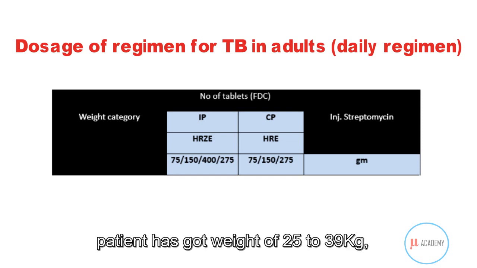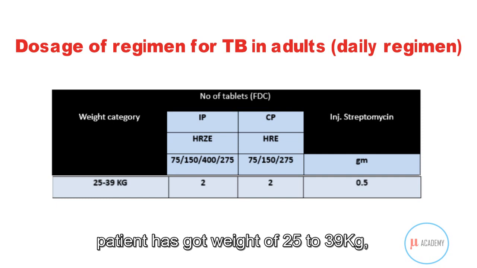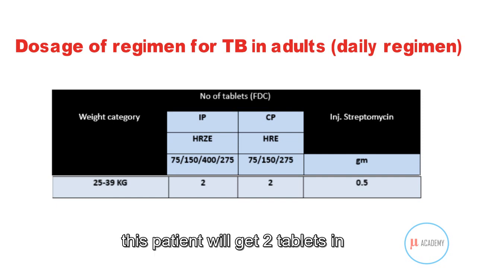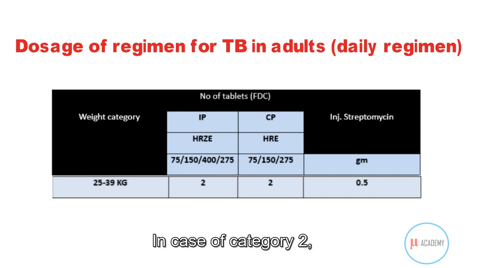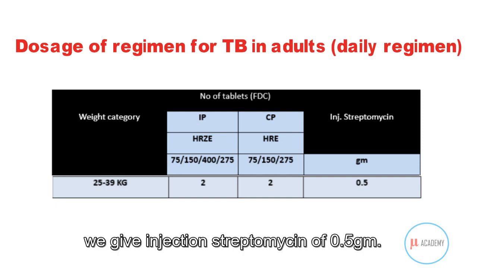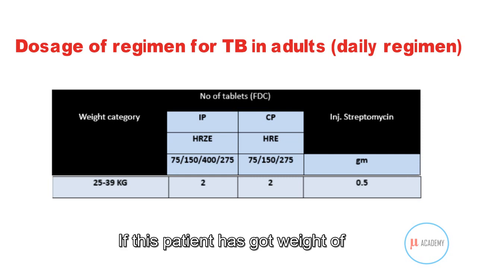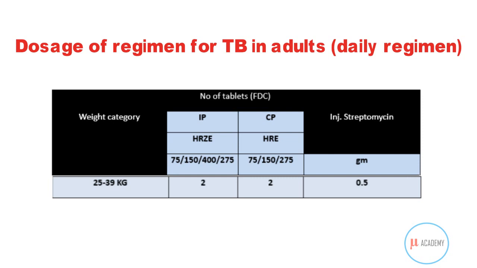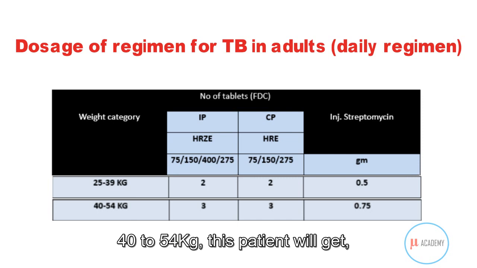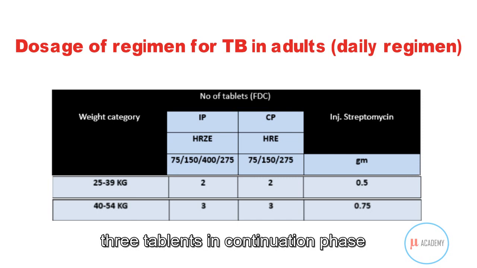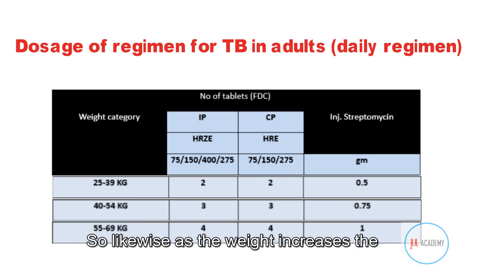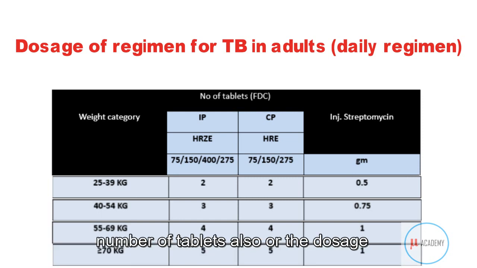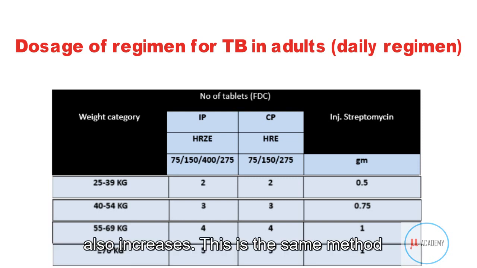Depending upon the weight, we increase the dose of anti-TB drugs given to this patient. So if a patient has a weight of 25 to 39 kg, this patient will get 2 tablets in the intensive phase and 2 tablets in the continuation phase. In case of category 2, we give injection streptomycin of 0.5 grams. If this patient has a weight of 40 to 54 kg, this patient will get 3 tablets in the intensive phase, 3 tablets in the continuation phase and 0.75 gram of streptomycin injection. So likewise, as the weight increases, the number of tablets also increases.